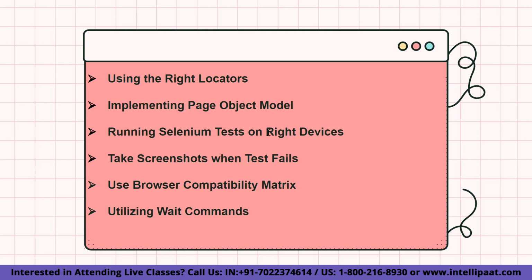The fifth one is using the browser compatibility matrix. To begin with, it can be difficult to select a small number of browsers and browser versions, and an operating system, to use for automated testing.